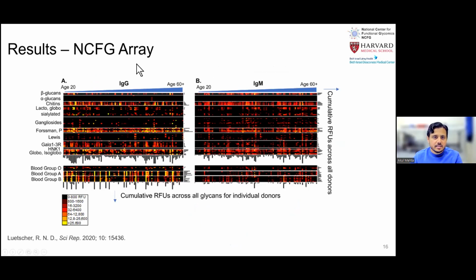So the first array is the NCFG array, which is a defined glycan array. We have a number of glycans of different types printed on this array. In this study reported in Scientific Reports, we reported the binding of IgG and IgM to glycans for 105 patient samples, where they were differing in age from 20 years to 60 years. And you can see that there's a large diversity in the antibody profiles of all these patients. Some of these patients have very few anti-glycan antibodies, whereas some of them have really high amounts of anti-glycan antibodies.